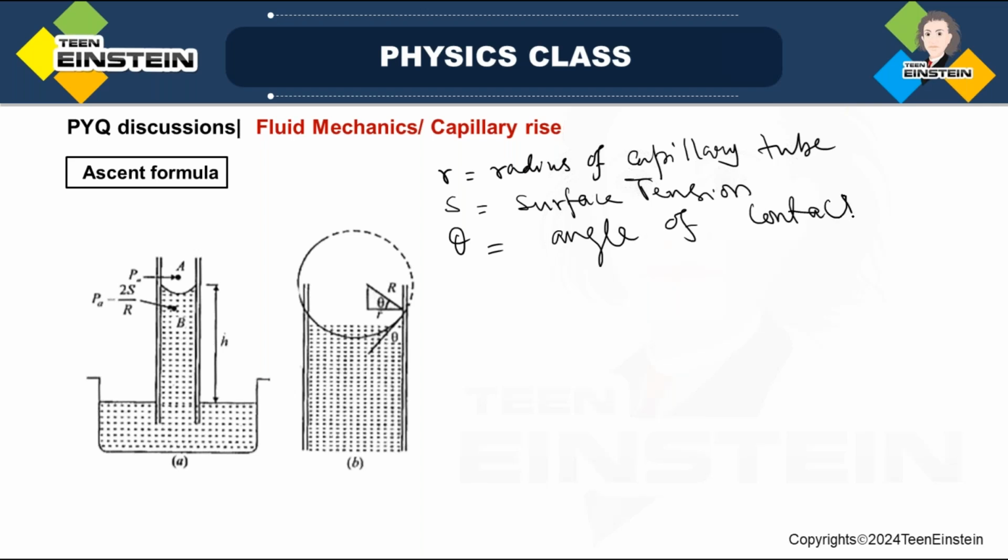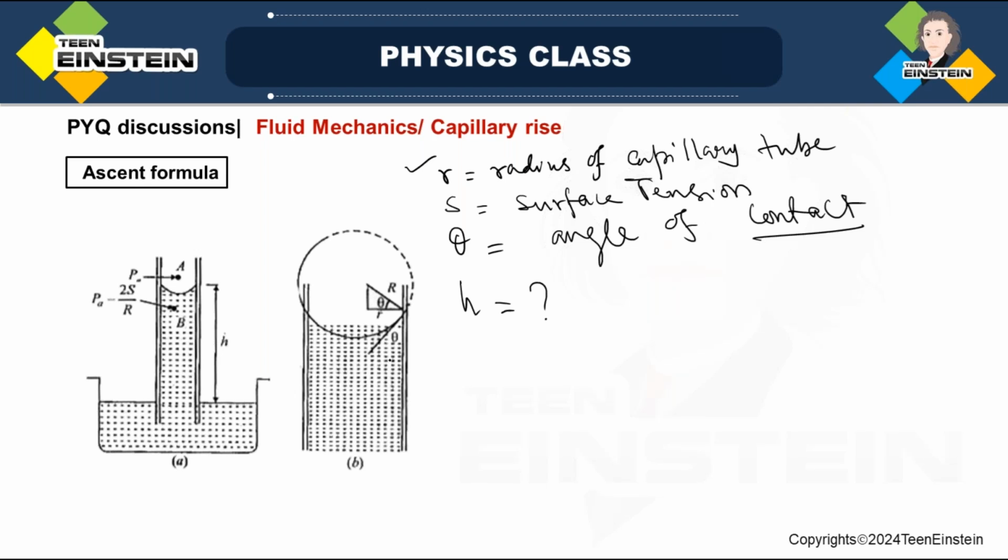You have to find a formula for the height that the liquid rises inside the capillary. So we can derive this formula. How to derive that? Let us consider a very narrow tube of radius small r, let us take a liquid of surface tension S, and let us take the angle of contact to be theta.